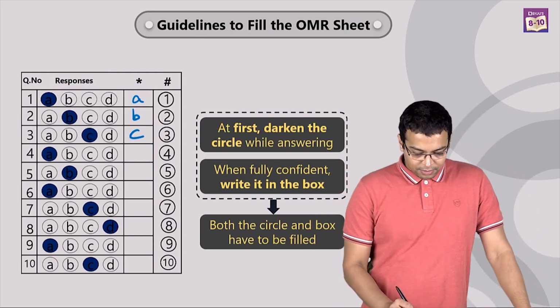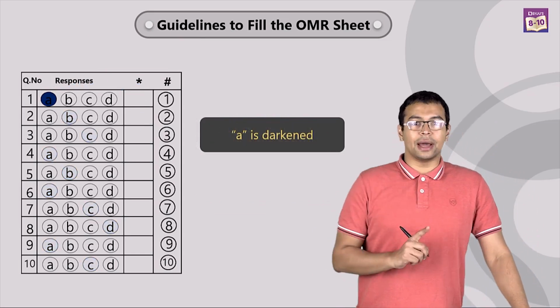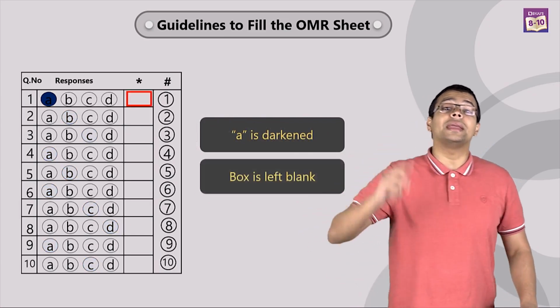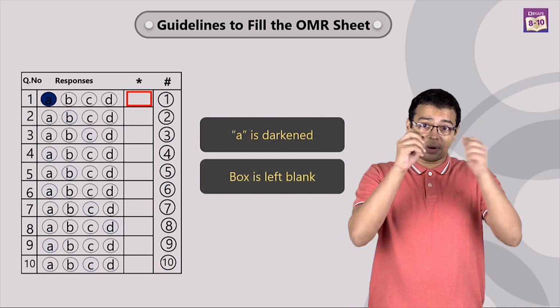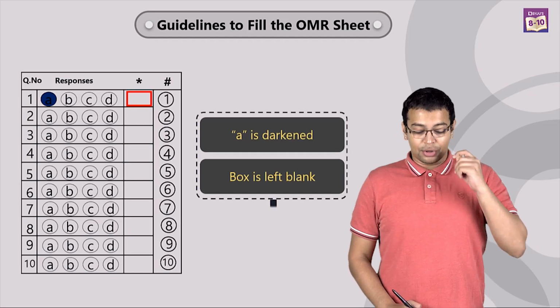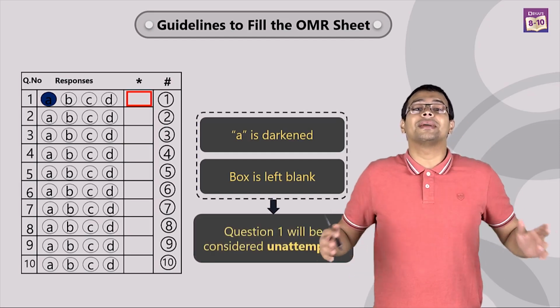Okay. Now, here's another thing. A is darkened and the box is left empty. That will mean that you have gone through and you've tried answering, but when you're checking, you're not confident and the evaluator is going to consider that you have not attempted that question.